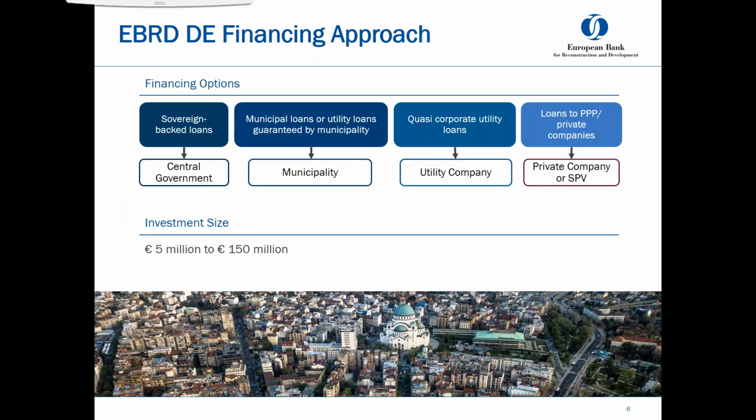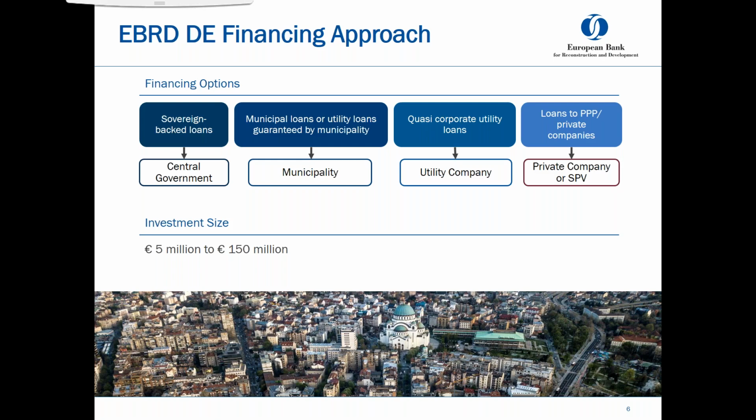Some further detail on the types of financing or investment that we've done in the sector. If you follow the diagram I have there from left to right, it explains the sorts of financing or investment we have done. The most basic, straightforward form of financing is what's known as a sovereign-backed loan. This is a loan either to the central government or to, say, local government administrations, but it has the guarantee of the national government behind it. This is the most straightforward form of financing that can be offered.